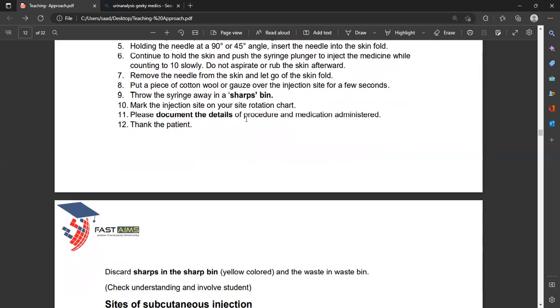Okay, mark the injection site. You can just tell or verbalize. If there's a marker, then you can do this, but in the real exam, there is no marker. Just verbalize it. We are going to mark this site and document details. That is also important. You have to document what dose at what time you have given to the patient, and all these things into the papers, and thank the patient.